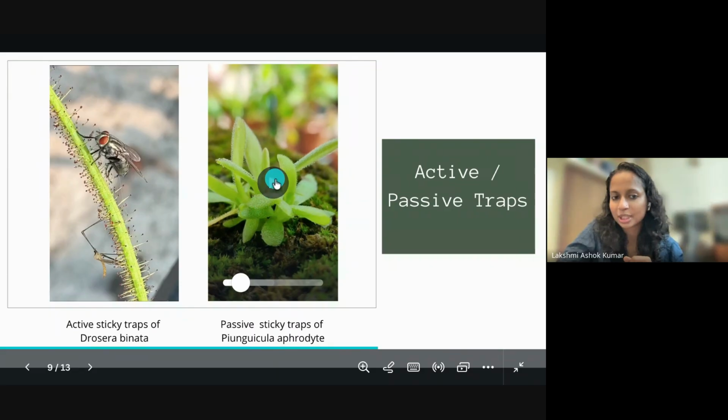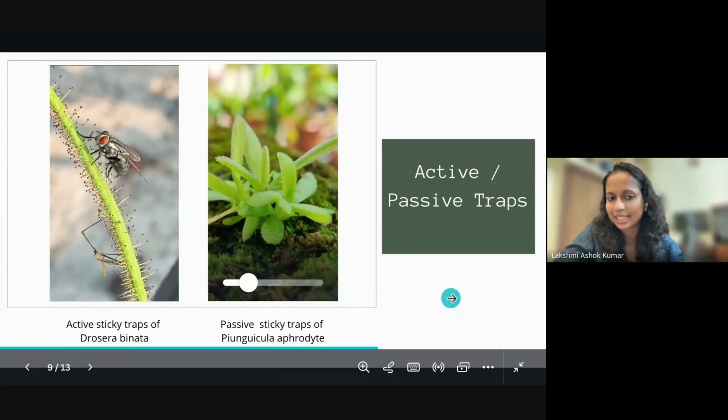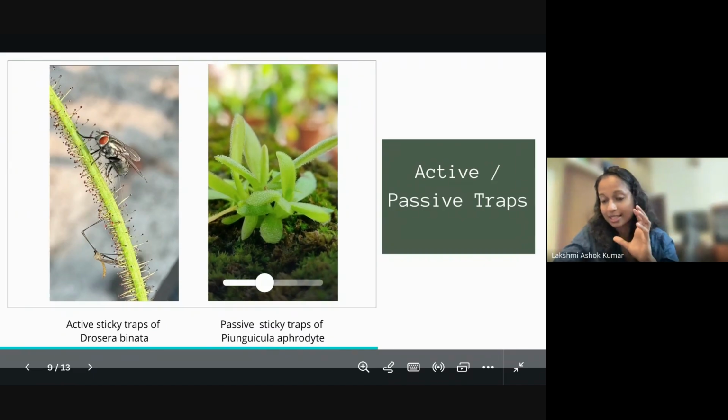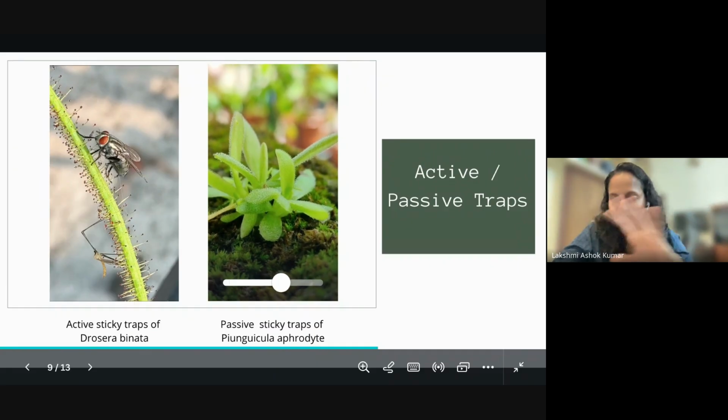And this is a butterwort, and it has very tiny glistening sticky glands all over the leaf at the top.